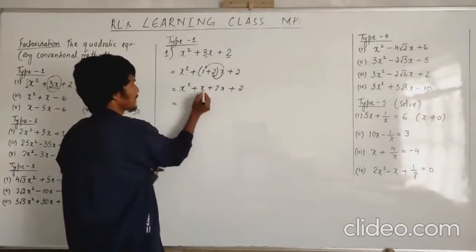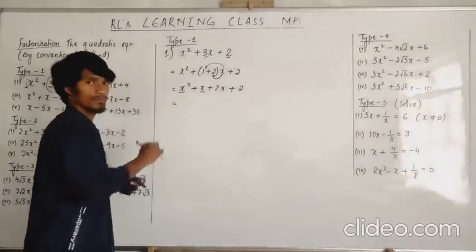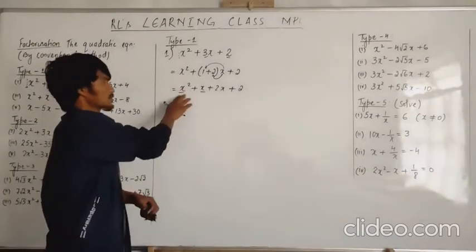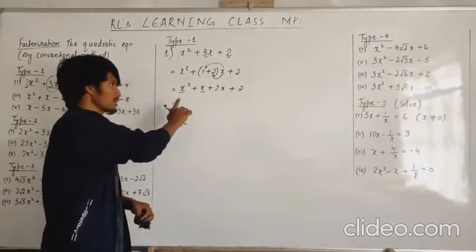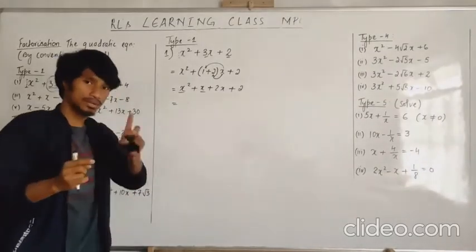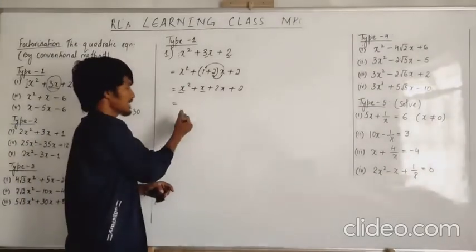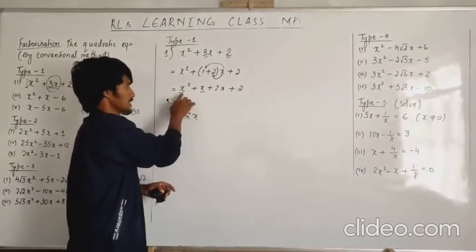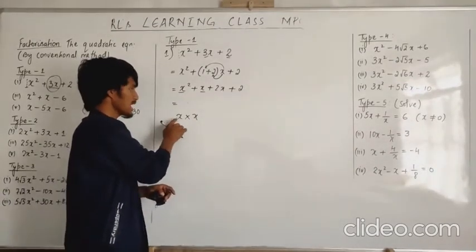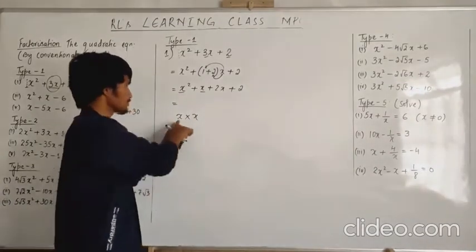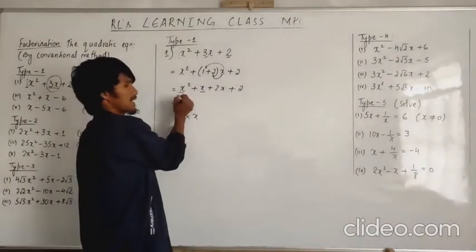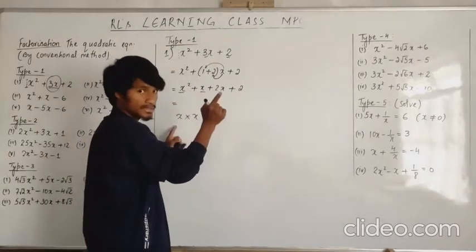Okay, now here and here, which are the common? These two. Here there are how many x? 2x. Because x squared means how many x? 2x. Means x into x. There are 2x. Then here there are 2x and here there are 1x.